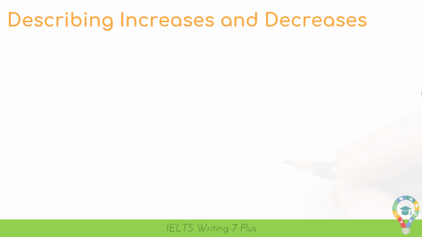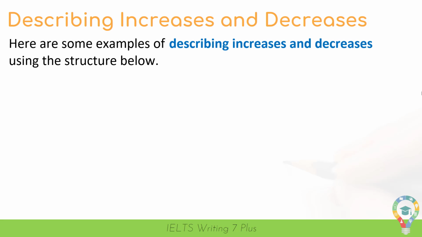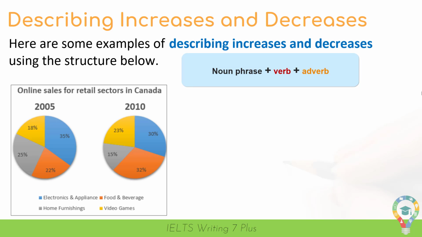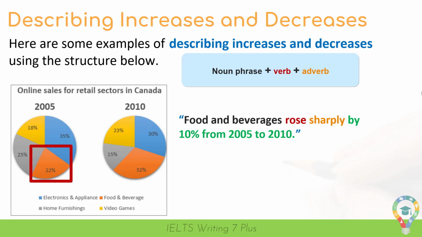So let's move on to describing increases and decreases. Again, we'll add a preposition of time, so that in blue, the time period. So we will use this structure, noun phrase plus verb plus adverb. And here is a pie chart of online sales for different retail sectors in Canada over 2 different years, 2005 and 2010. So we'll begin here with food and beverage.